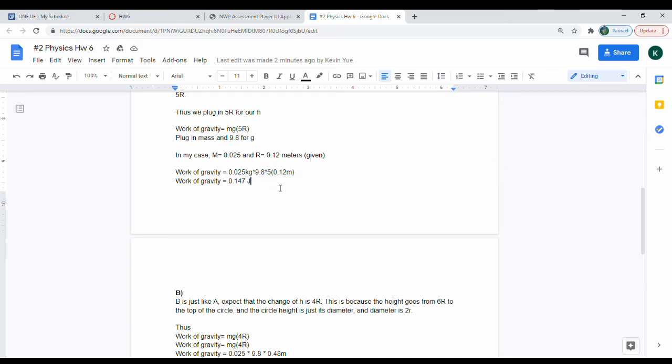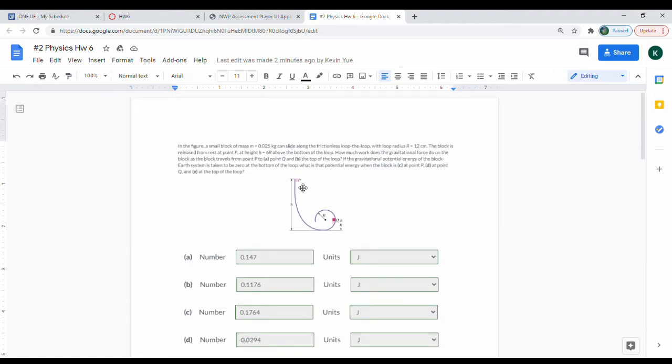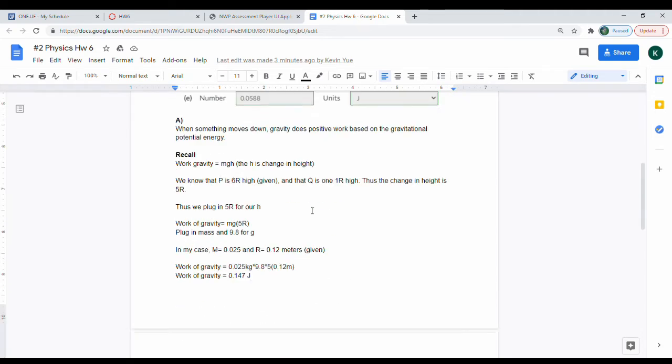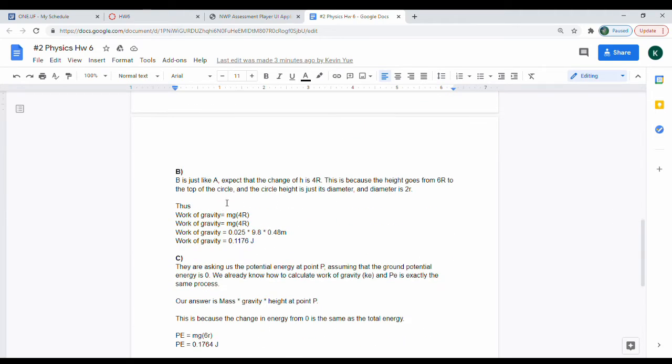And for B, it's a very similar process. They ask about the work from P to the top of the circle. Notice that the top of the circle is 2R away from the ground. That's because the top of the circle is the same as the diameter, and the diameter is just 2R. So you work for the exact same process, except the change is from 6R to 2R. So the change is 4R. R is just a radius. And then you just plug in the numbers. Everything else should be the same, and you get a slightly different answer.